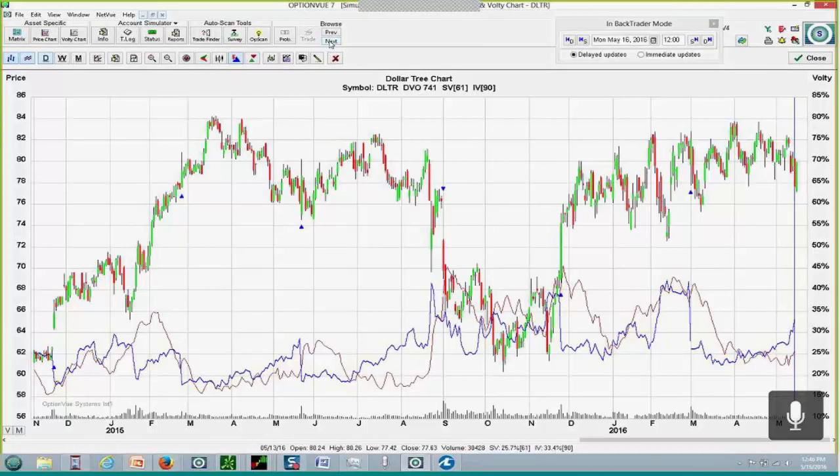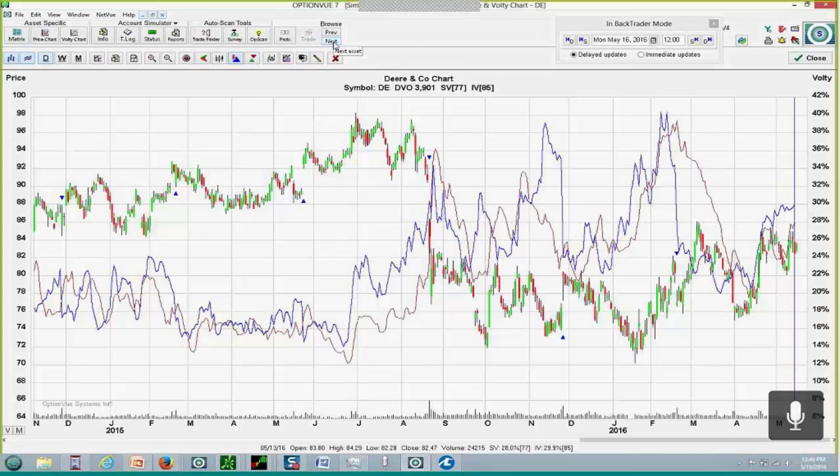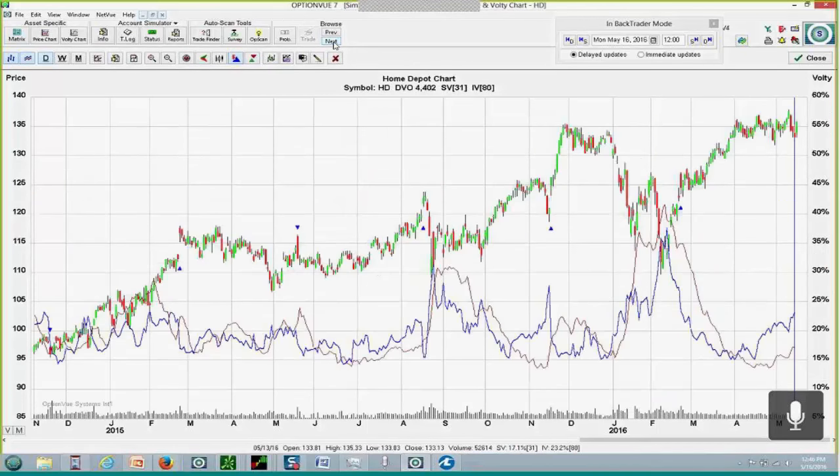And Dollar Tree, implied volatility is high. It looks like we're inside this. I'll take a look at Dollar Tree. And Deere Industrial Equipment, not going to play with that one. Home Depot would be interesting.